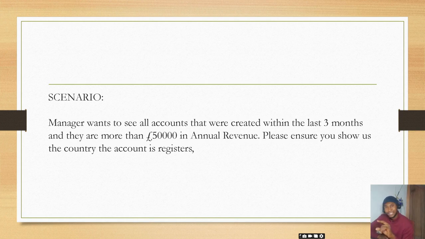Now all these things are requirements to generate a report. Your manager wants to see all accounts that were created in the last 3 months, which means you're going to filter from all accounts in the last 3 months, and they are more than 50,000 in annual revenue, making the third condition. So I'm going to filter by all those 3 conditions now and see what we get. Then we'll come back to the last statement.